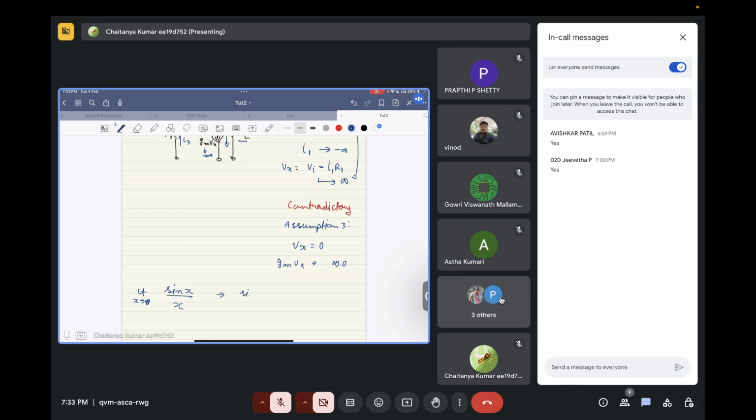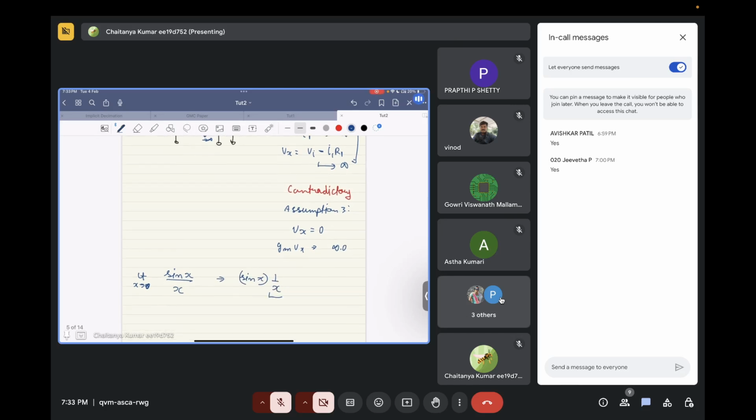So you can just see it as sine x times 1 by x, right? So what will 1 by x tend to? If x is tending to 0, what will 1 by x tend to? Infinity. And what will sine x tend to? 0. Correct? So it's again the 0 into infinity. Now how will you find its actual value?